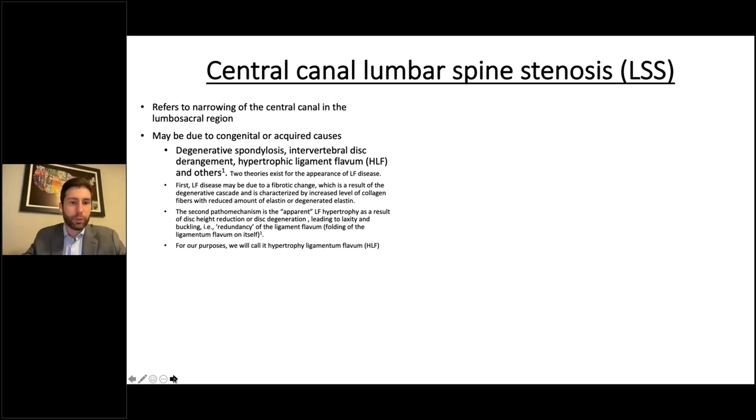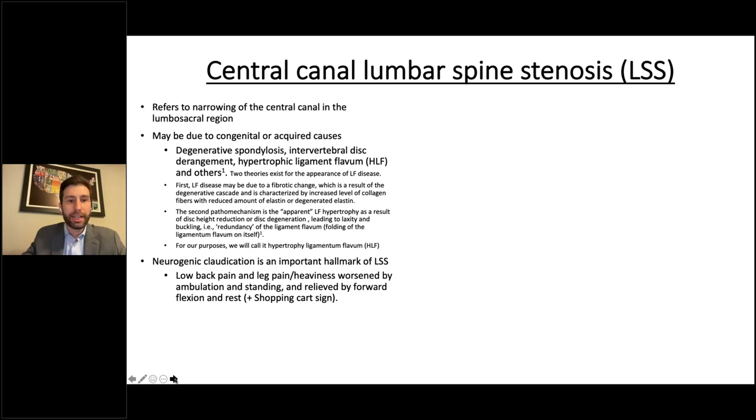Two theories exist for the appearance of the ligamentum flavum disease. One is that there are fibrotic changes which result in a degenerative cascade characterized by increased levels of collagen fiber deposition, reduced amount of elastin, and degeneration of elastin. The second pathomechanism is the apparent ligamentum flavum hypertrophy as a result of disc height reduction and disc degeneration, leading to a laxity of the ligament, also known as buckling or redundancy of the ligamentum flavum, leading to the folding of the ligamentum flavum on itself. For the purpose of this discussion, we'll call it ligamentum flavum hypertrophy.